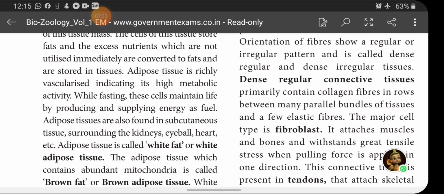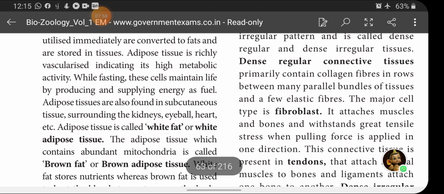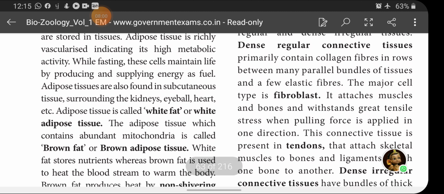When we are fasting, or in some situation where we could not get any food material, the excess food stored in the adipose tissue is converted into glucose and reintroduced into the blood, and enters the tissues and is utilized for the oxidation process to release energy. Adipose tissues are also found in subcutaneous tissues surrounding the kidneys, eyeball, heart, etc.